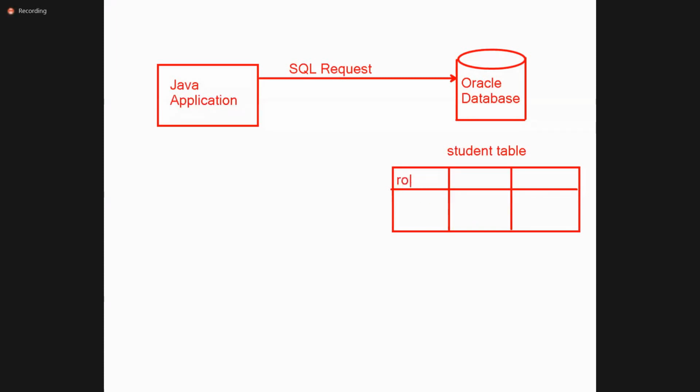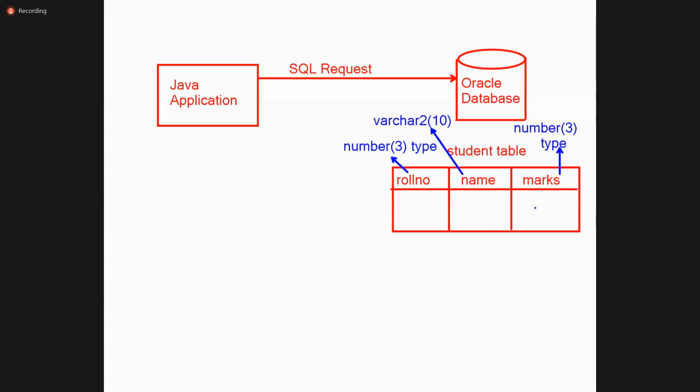Roll number, name, marks. Now here, Oracle data types are required. This roll number, which type is required in Oracle? Number type. Suppose maximum 3 digits: number(3) type. Okay. Name: varchar2(10), maximum 10 characters. Marks, which type is required? Again number, number(3) type.